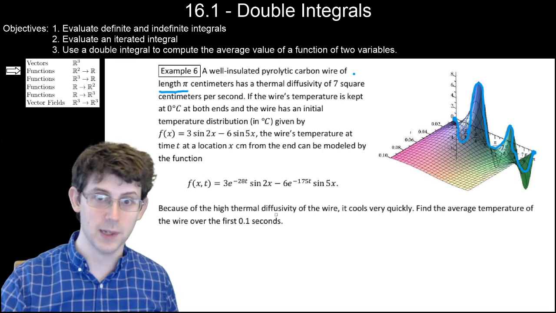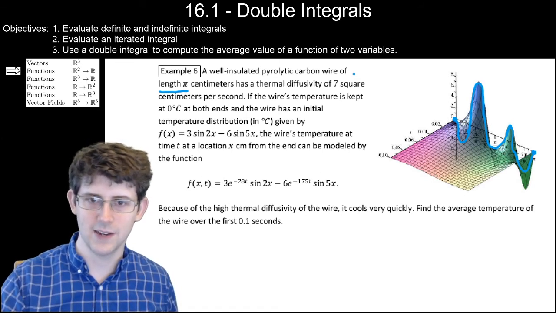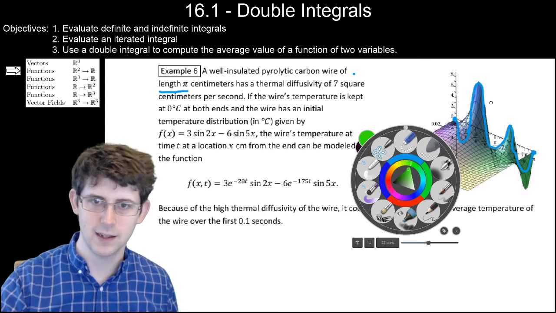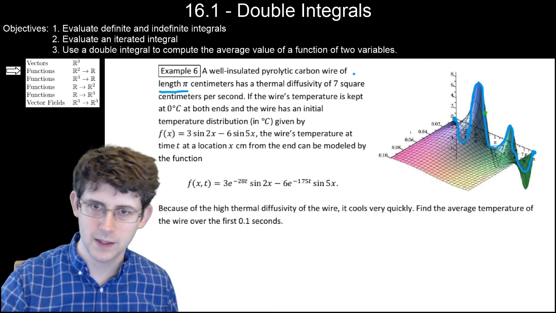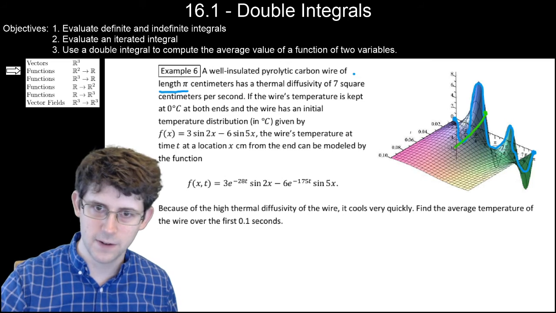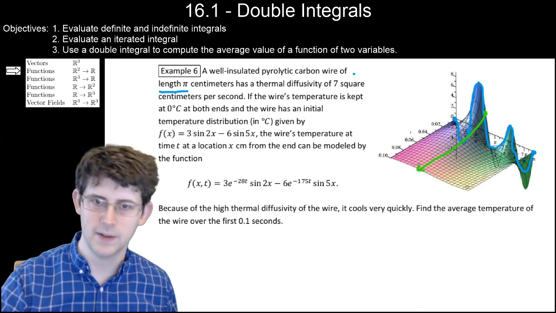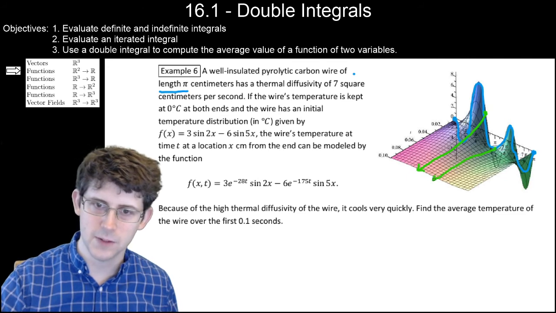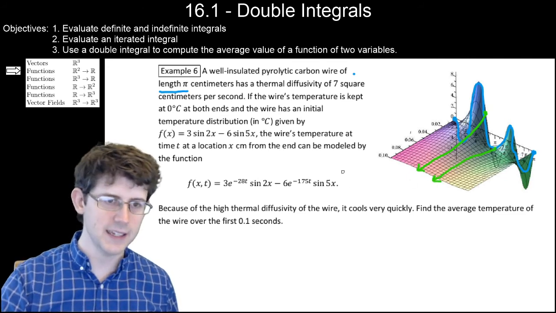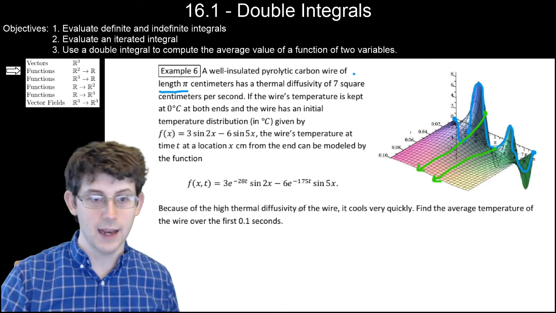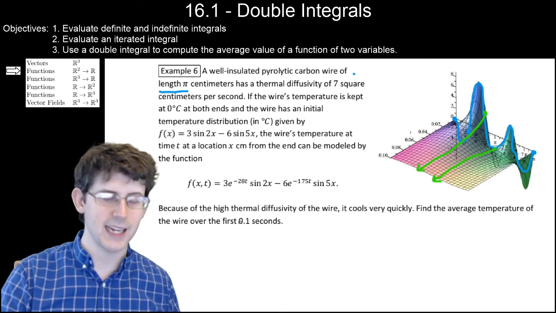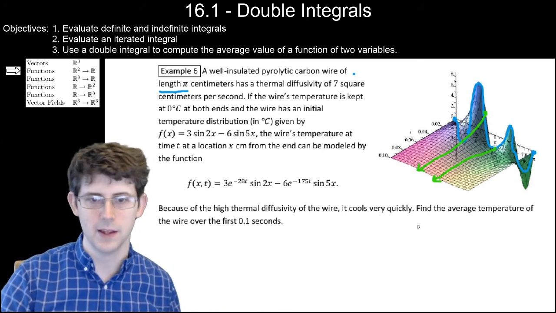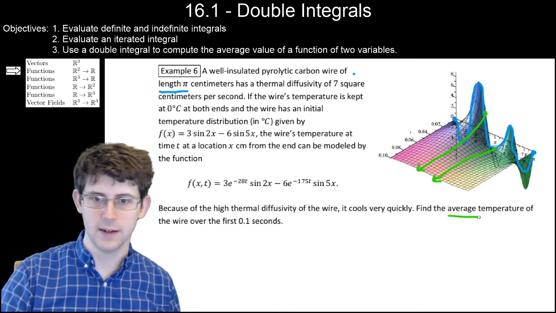Now this looks really complicated, but what happens is given any particular point on the wire, if it was a hot point, like this one, it cools off through time. Or if it was a cold point, it warms up through time. And that's all in this solution. Anyway, it has high thermal diffusivity. I guess 7 is high. I don't really know. Let's find the average temperature.